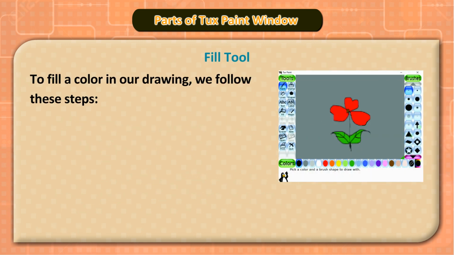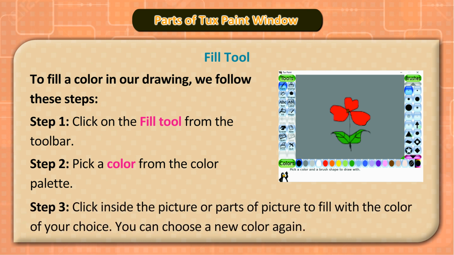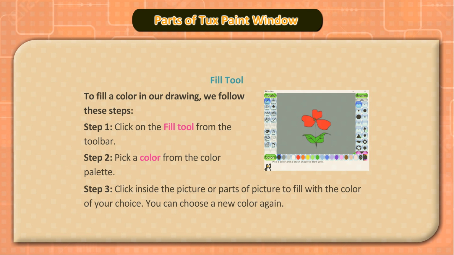Fill tool. To fill a color in our drawing, we follow these steps. Step 1. Click on the Fill tool from the toolbar. Step 2. Pick a color from the color palette. Step 3. Click inside the picture or parts of the picture to fill with the color of your choice. You can choose a new color again.